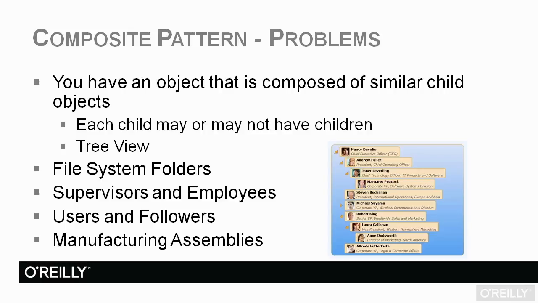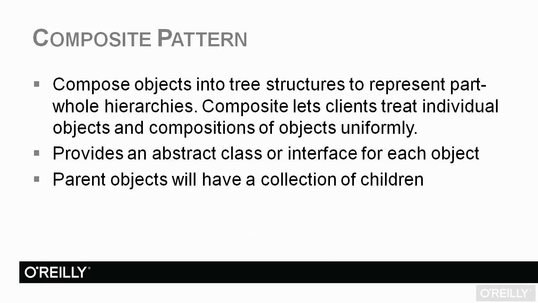So if you have a piece of hardware, perhaps a car, it consists of more assemblies. And those assemblies consist of assemblies. And then you finally get down to the individual nuts and bolts, the individual parts. So the formal definition is that the composite pattern composes objects into tree structures to represent part-whole hierarchies. And the composite lets clients treat individual objects and compositions of objects uniformly.